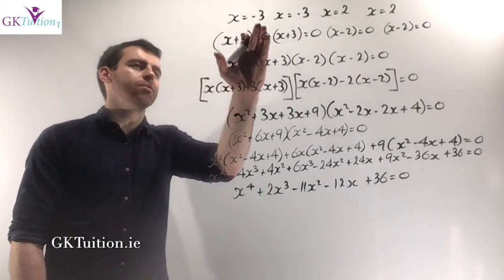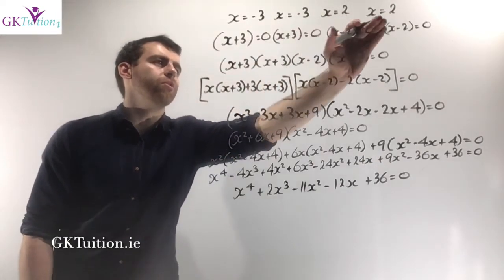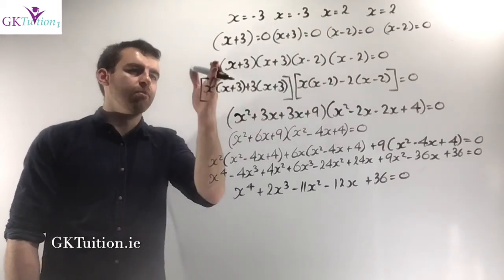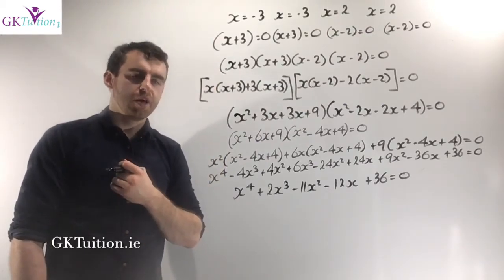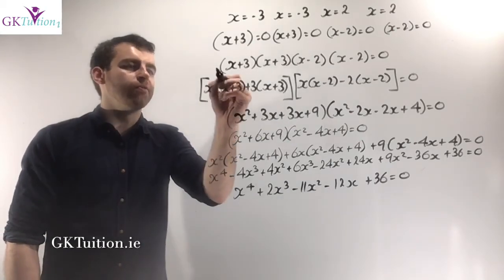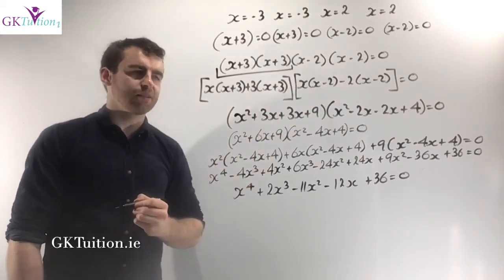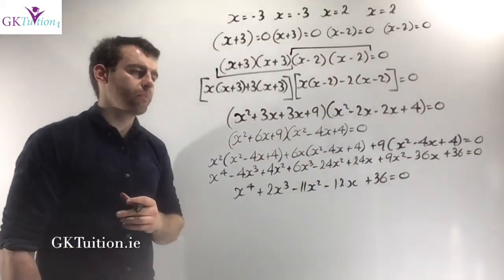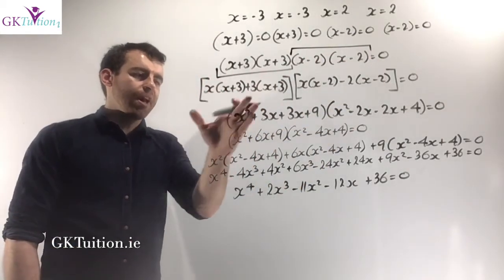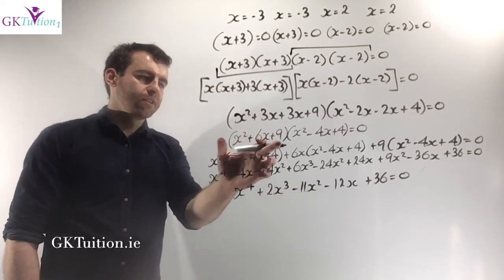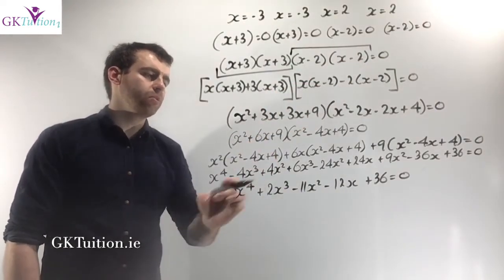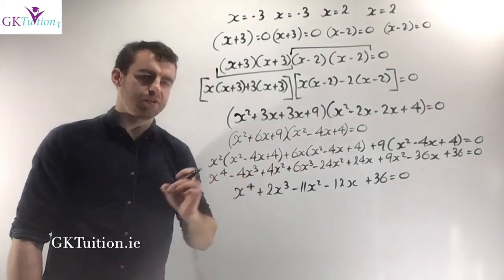My roots are x equals minus 3, 2, and then 2. I can convert each of those into factors and then multiply the factors by each other. So what I decided to do was first of all multiply x plus 3 by x plus 3, and then multiply x minus 2 by x minus 2. When I multiply x plus 3 by x plus 3, I ended up with x squared plus 6x plus 9. And when I multiplied x minus 2 by x minus 2, I got x squared minus 4x plus 4.